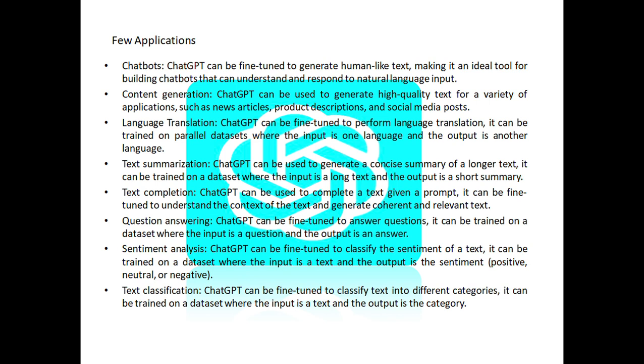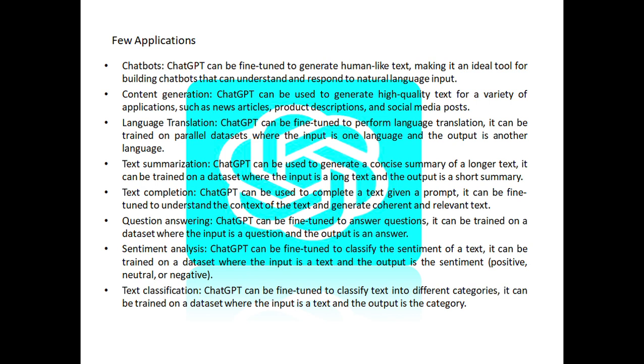ChatGPT can be fine-tuned to answer questions. It can be trained on a data set where the input is a question and the output is an answer. Sentiment analysis is another task ChatGPT can be fine-tuned for, to classify the sentiment of text. It can be trained on a data set where the input is text and the output is a sentiment, where you can categorize it as positive, neutral or negative.